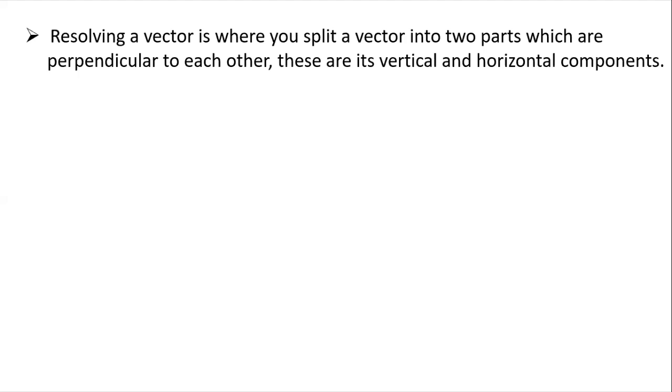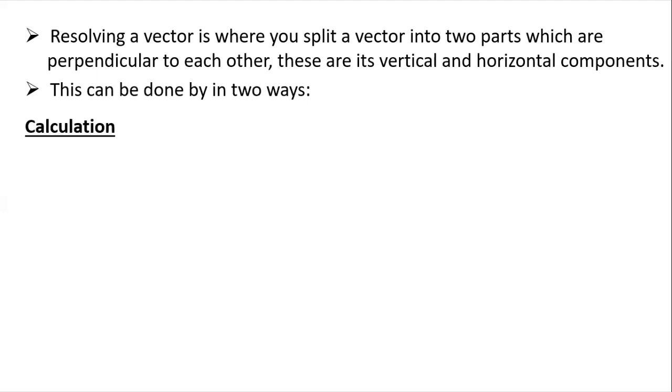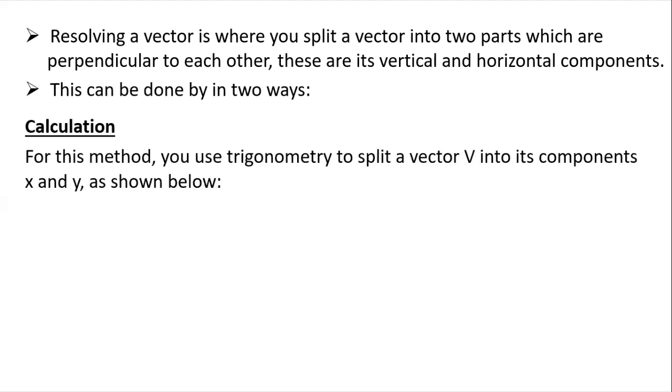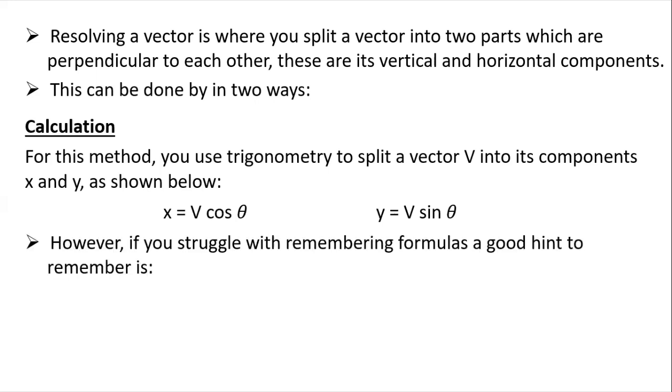Resolving a vector is where you split a vector into two parts which are perpendicular to each other. Besides vertical and horizontal components, this can be done in two ways. One is calculation. For this method, you use trigonometry to split the vector v into its components x and y, as shown below. x is equal to v cos theta, y is equal to v sin theta.